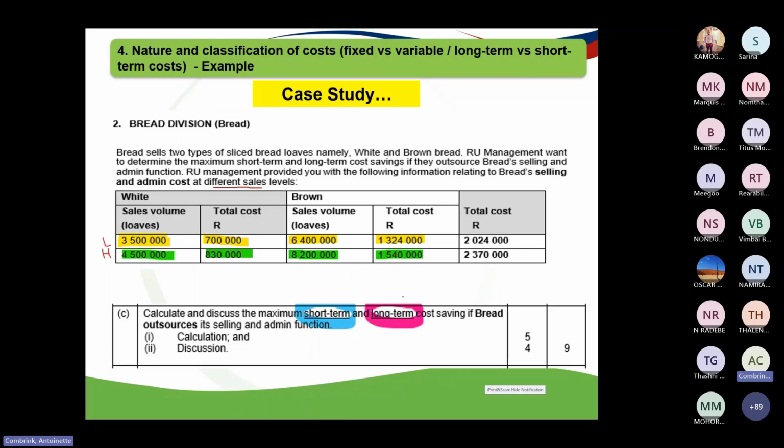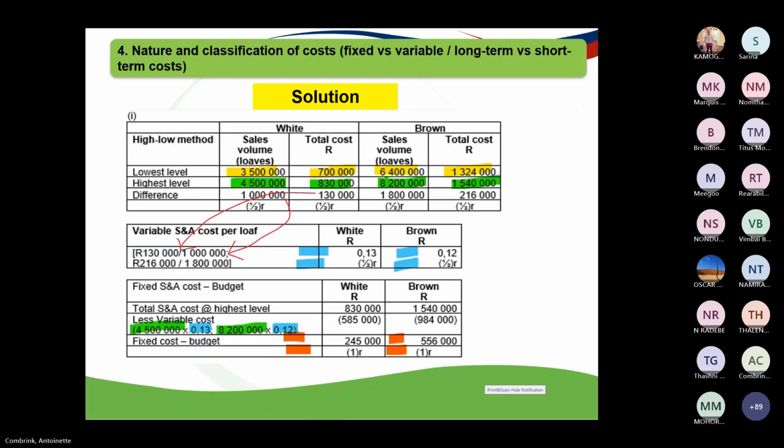So looking at this required, you'll see it says calculate and discuss the maximum short-term and long-term cost saving if they outsource their selling and admin function. So this again has a calculation section, and then it's also got a quick discussion time. So we then take the high sales volume. I'm going to show you white, and then you can do brown as revision.